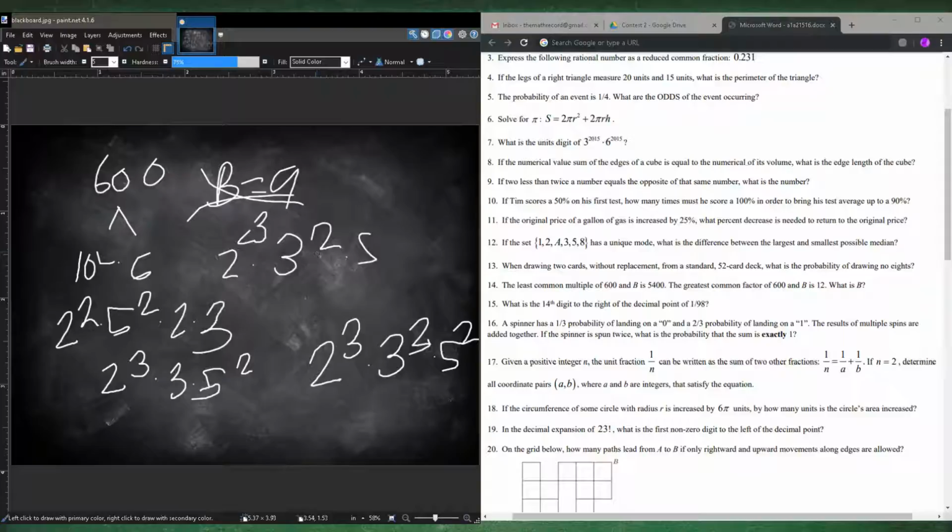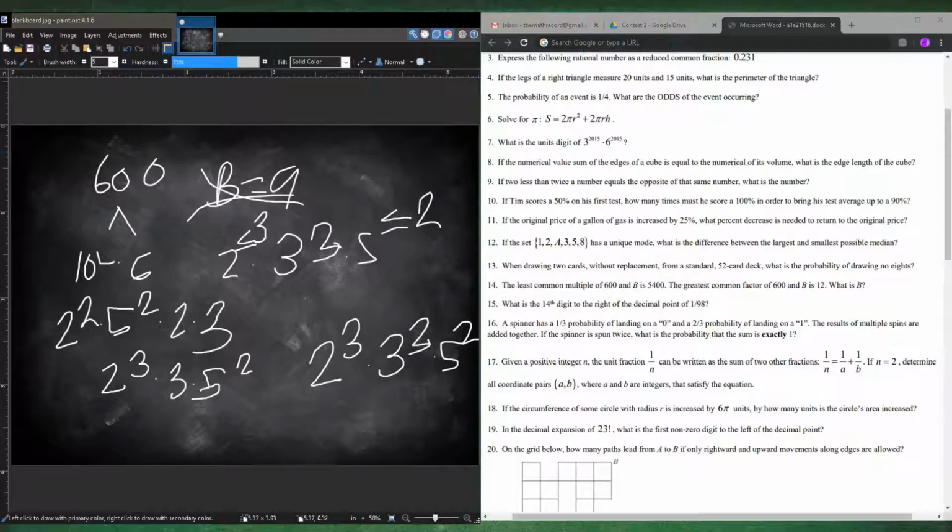This side actually has to be 5 to the 3, because this is 5 to the 3, right? So B has to at least have 3 squared, and the power of 2 has to be less than or equal to 3, and the power of 5 has to be less than or equal to 2, basically.